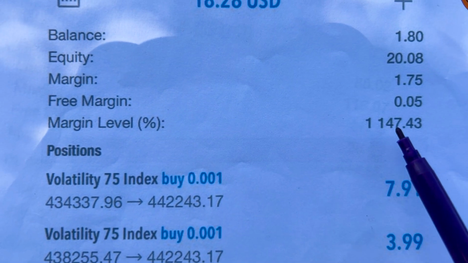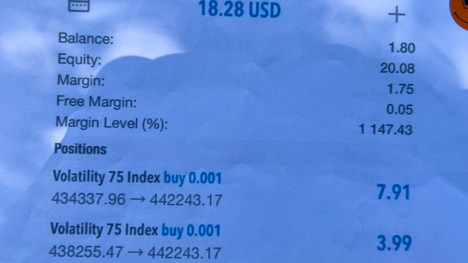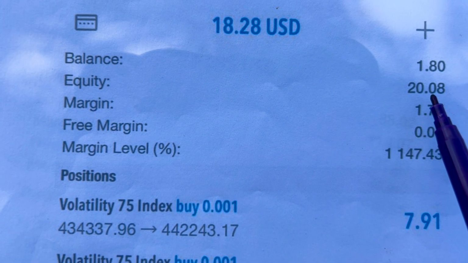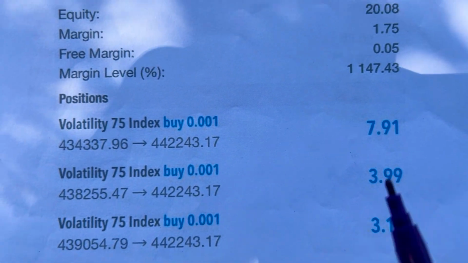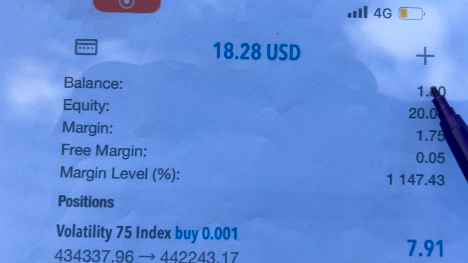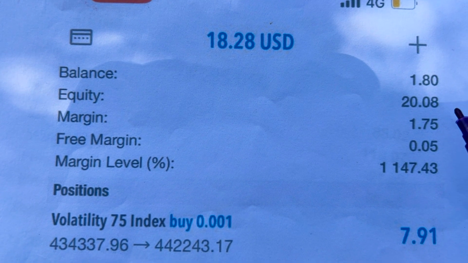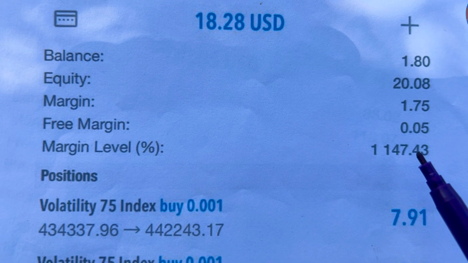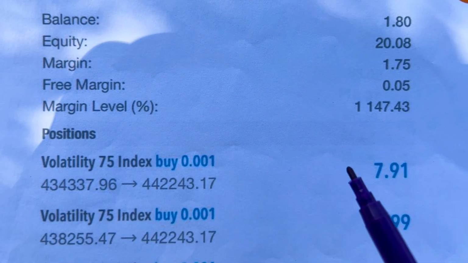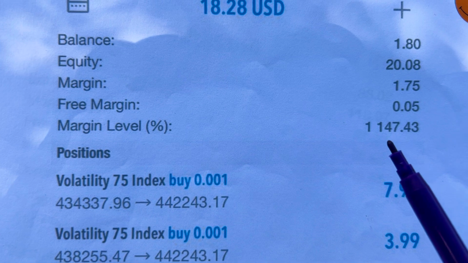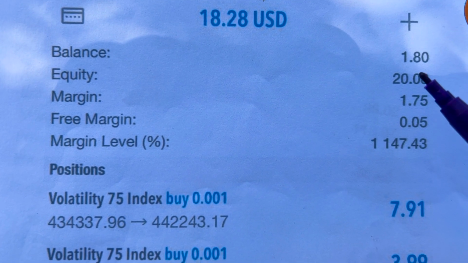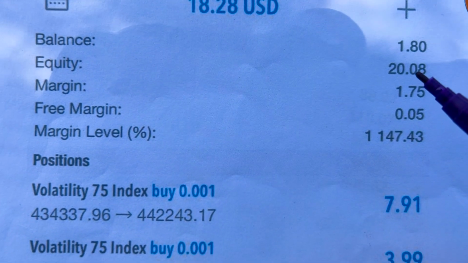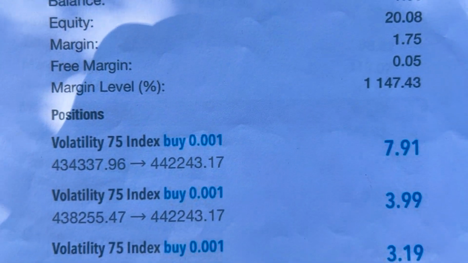Now, the margin level will change, given that you are profiting because you now have more equity. If you decide to close these trades, you'll have the balance here as 20.08. The margin level is quite simple: it's monitoring the level your account is in. The safe level here is 200. I recommend 200, given that you understand the value of the point.